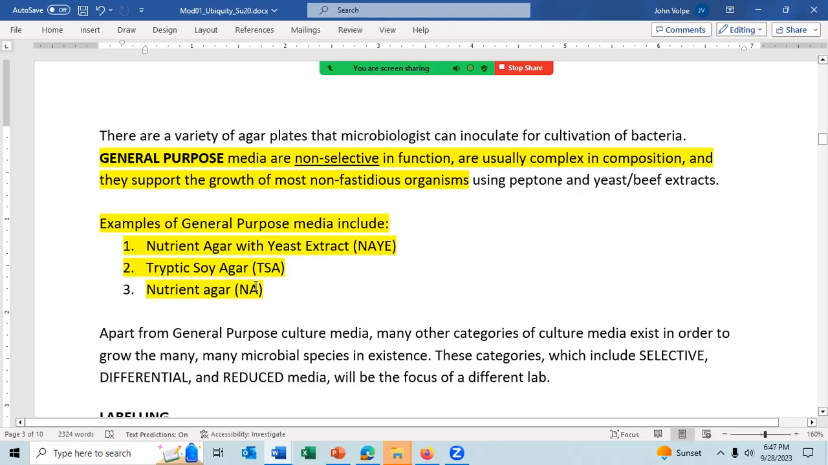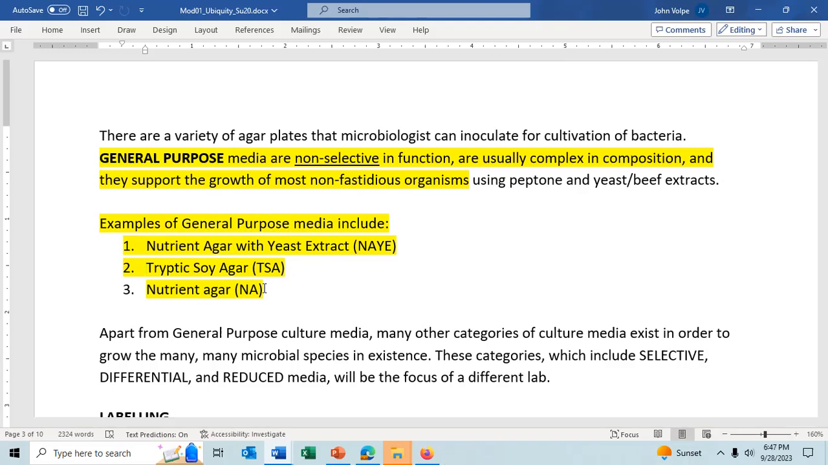Okay. Any question about general purpose media? We do have different types of media, and we're going to talk about that in a later lab. But for today, we're just talking about general purpose media.